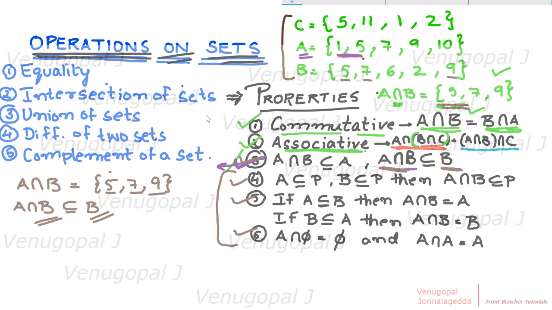I hope intersection of sets is quite clear to you, because intersection is basically when you have two sets and you have common elements in both the sets. That is the intersection point. Okay, so let's move on to union of sets in our next video.